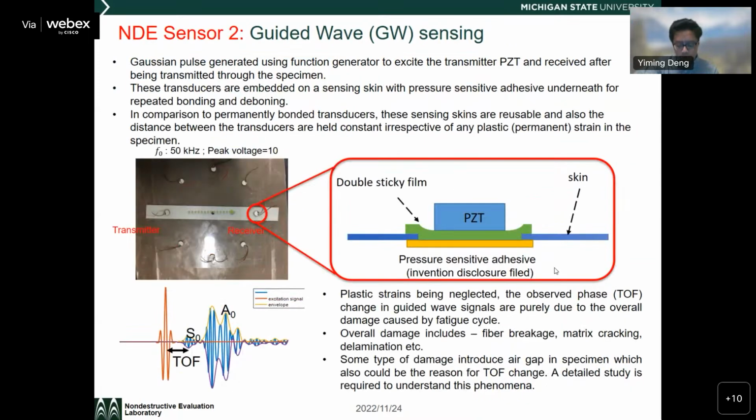Okay, so we actually achieved the prediction based on one NDE method. Now we try to select the second NDE sensor to do the prediction. This is based on the guided wave sensing. This is just a preview of tomorrow's lecture. It will mainly be on the guided wave NDE.